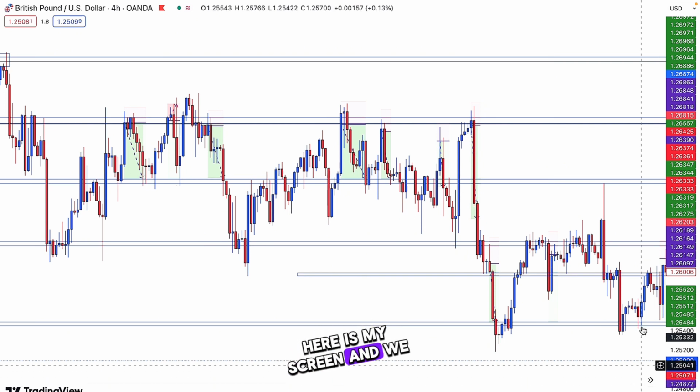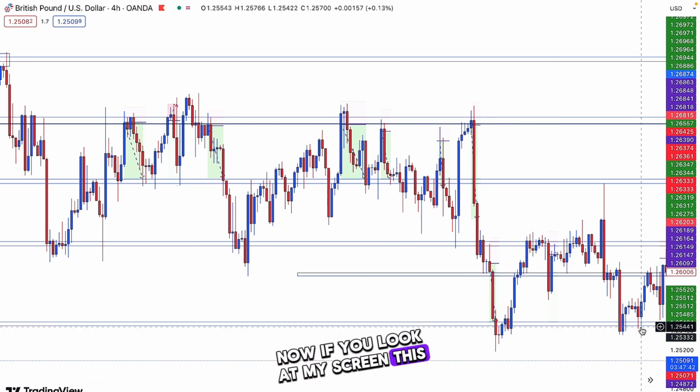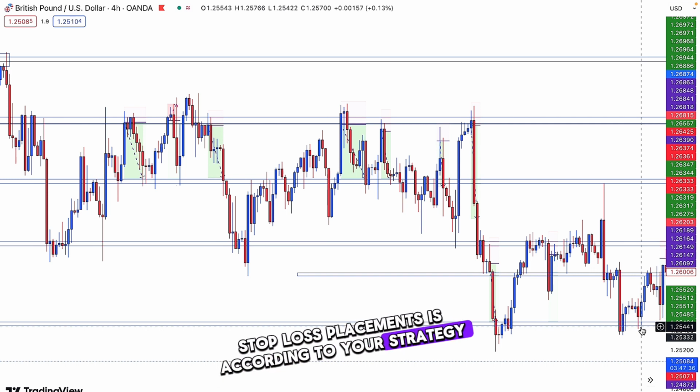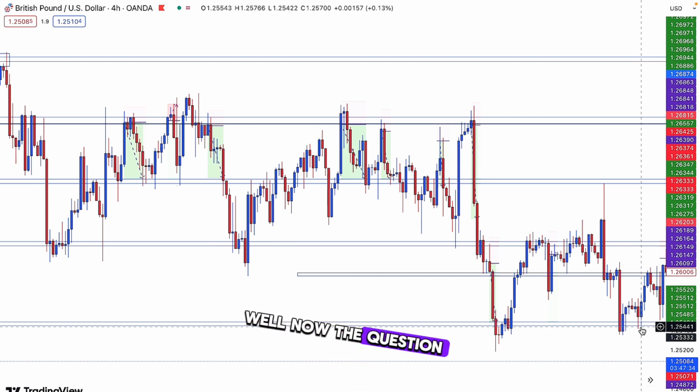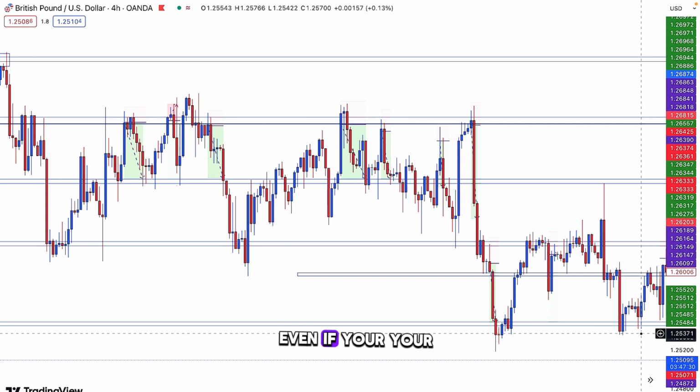Here is my screen, and we want to talk about the stop loss. If you look at my screen, this is GBP USD, the 4-hour time frame. Stop loss placement is according to your strategy, right? But now the question is, how do you place your stop loss even if your strategy is different from the PEX strategy? This is a very simple method, and I'm not going to take your time to do this.